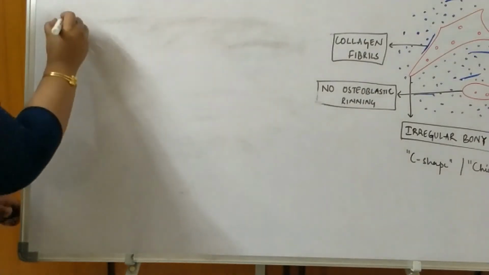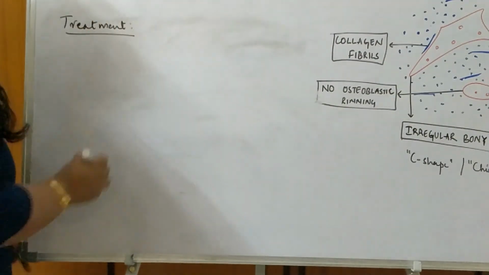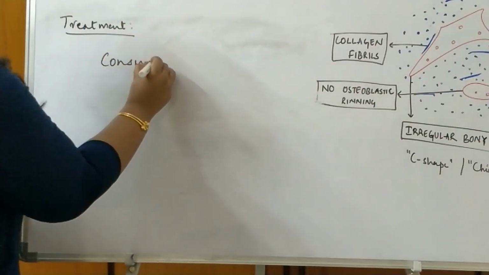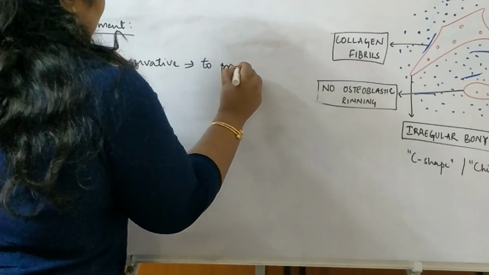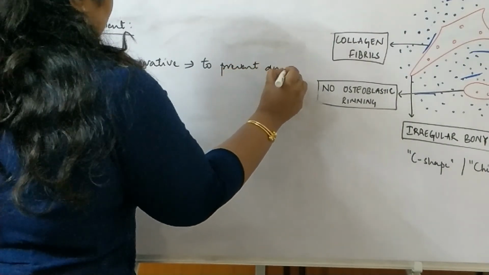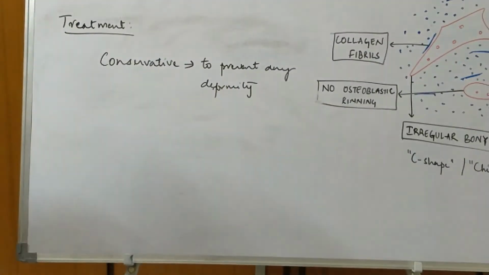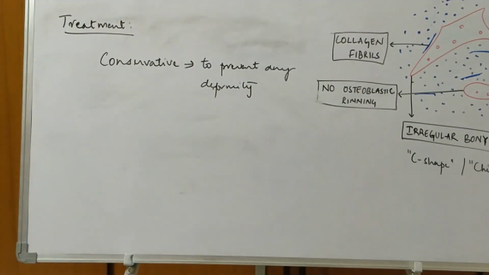Moving on to the treatment of fibrous dysplasia. The treatment is generally conservative, and the main focus is on preventing any kind of deformity in the patients. Generally the age group which is affected is the young age group, right? So the aesthetic factor is a very major factor that determines the treatment. The expansion that is caused by fibrous dysplasia has to be contoured properly. So that is the conservative approach.